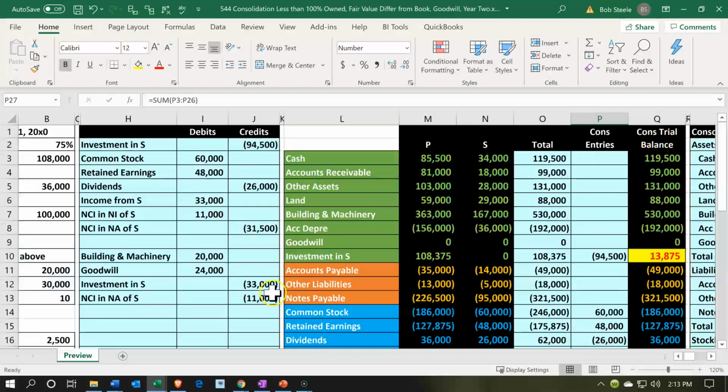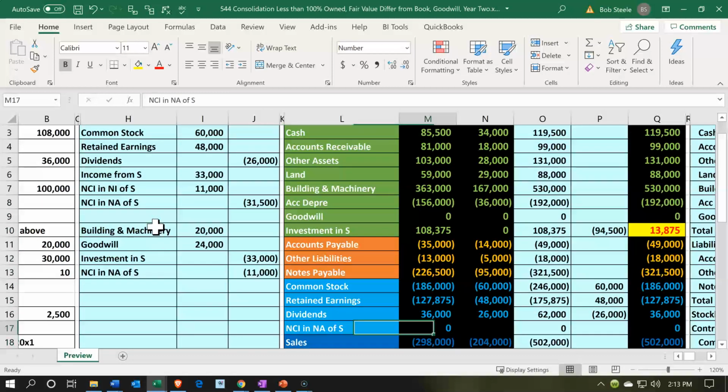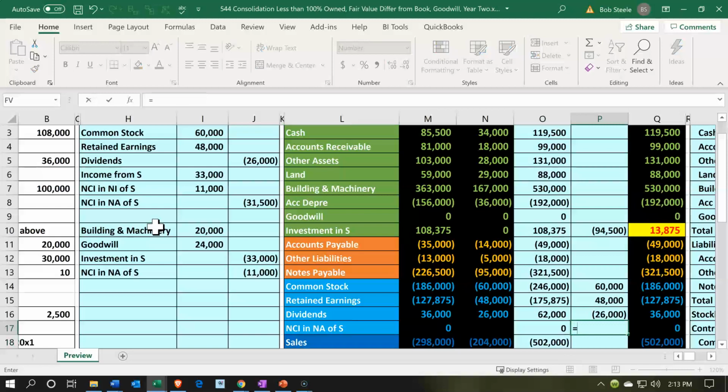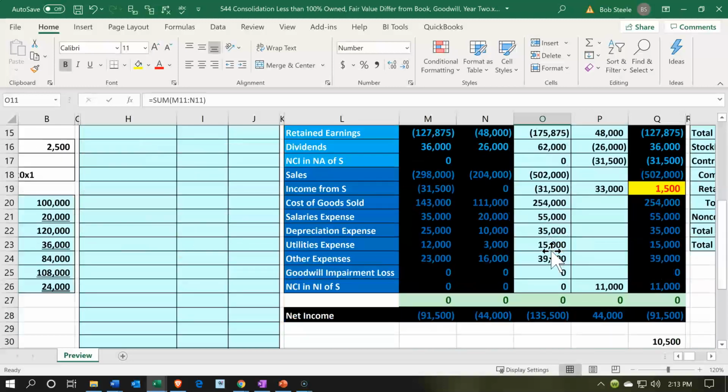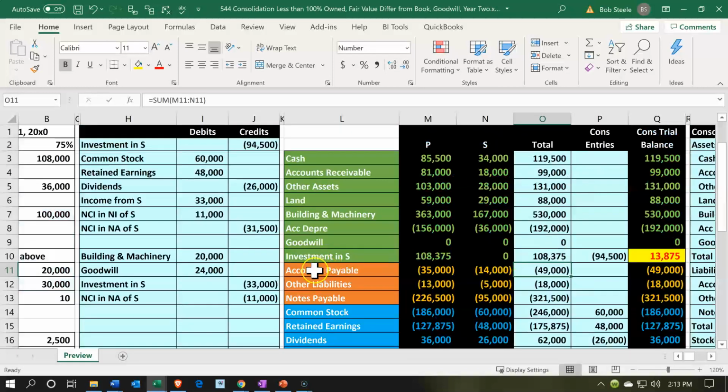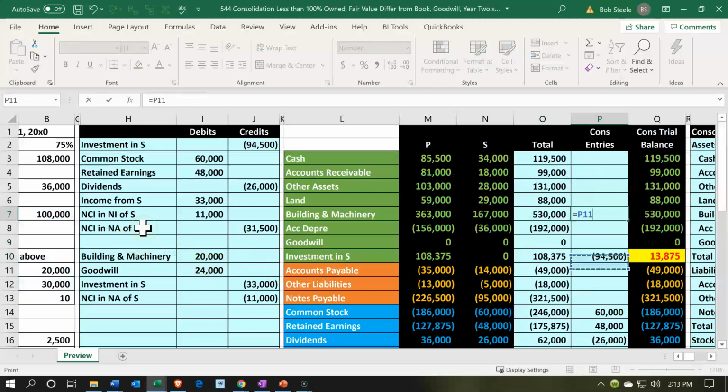Okay, and then we have the non-controlling interest in the net assets. Finally, non-controlling interest in the net assets, lastly, and that's going to be the 31.5. All right, so that should put us back in balance there. Then we're going to record this one. So the building and the machinery should have gone up. So let's go on over to that, and P7 equals an increase in the building and the machinery.